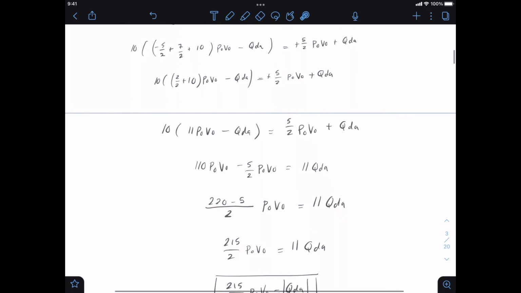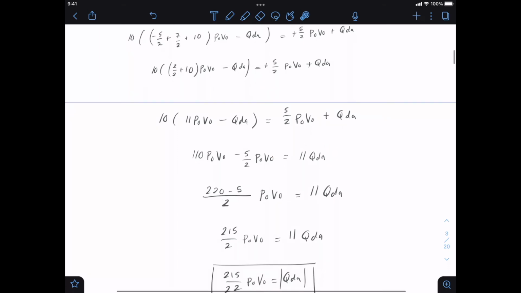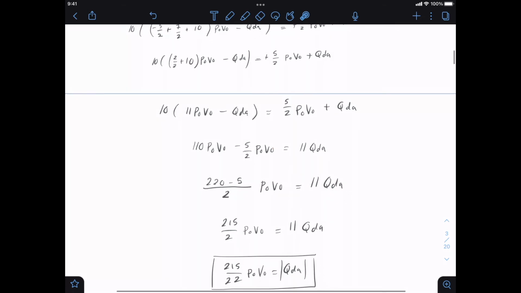So then I'm going to take this negative 10 QDA and move it over to the sides of QDA here, and then I'm going to add 10, so I have 11 QDA, and then I subtracted this piece. So I grouped all of my P naught V naught terms, and then I grouped my QDA term, because this is what I'm trying to solve for. I'm trying to solve for QDA in terms of P naught V naught, right?